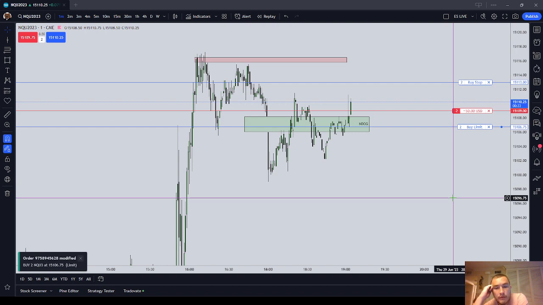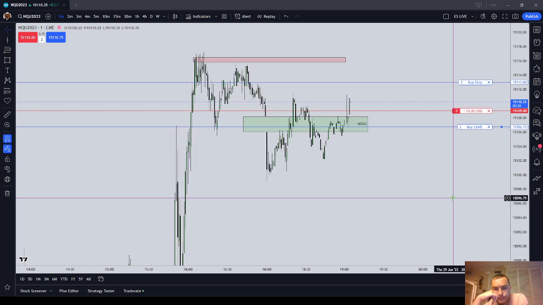Price is always drawing to inefficiency and liquidity. Prefer to enter on an inefficiency, exit on a liquidity target. It's a basic formula. So, really just working that new day opening gap.